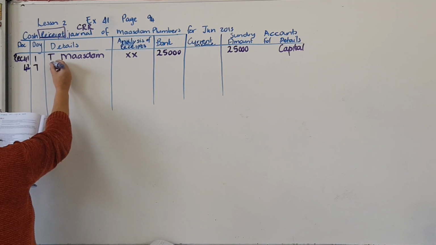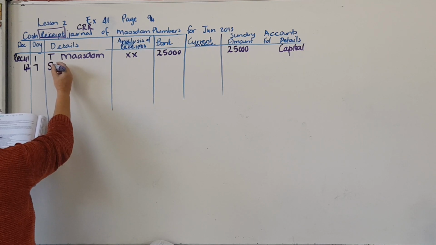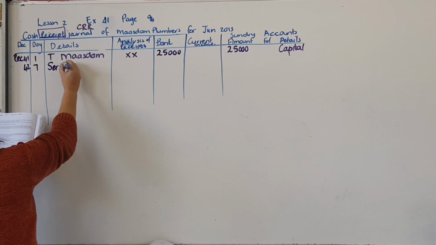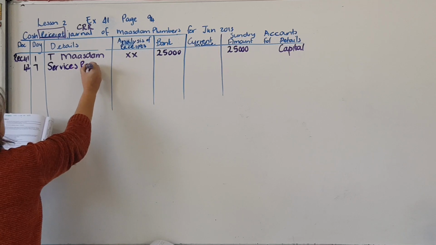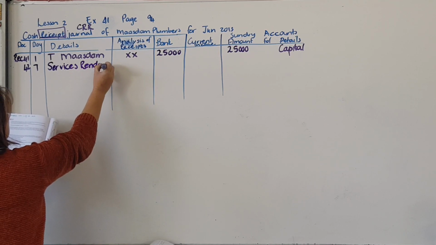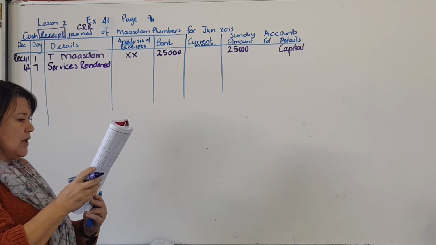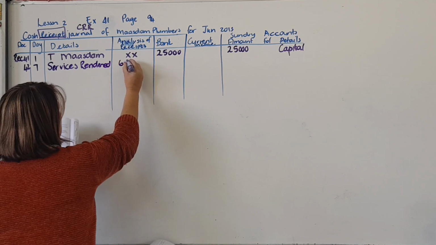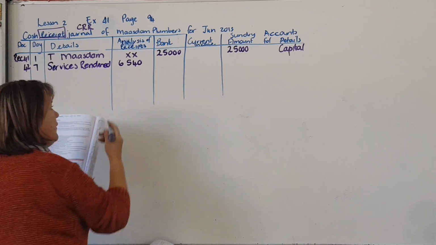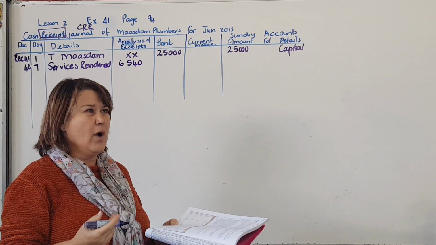we've received money. Why? Because we've service rendered. Oh, this chalk is very thick, sorry. And the amount 6540.